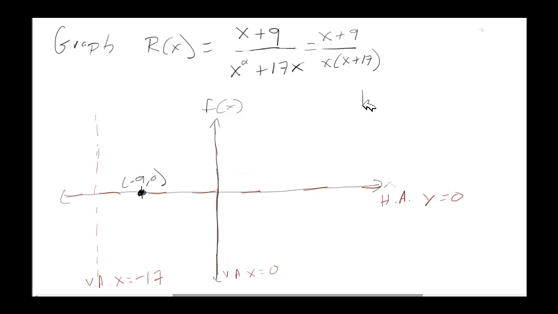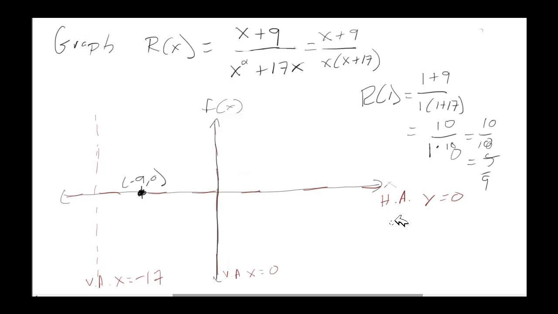Okay, R of 1. So I'm inputting in 1 for x. And I like to put things into the factored form, so I think it's a little bit easier. So I have 1 plus 9 over 1, 1 plus 17. And then I'll see what I get. So this gives me 10 over 1 times 18, which is 10 over 18, which is better known as 5 over 9. And that gives me a point. X is 1, the y value is 5/9.